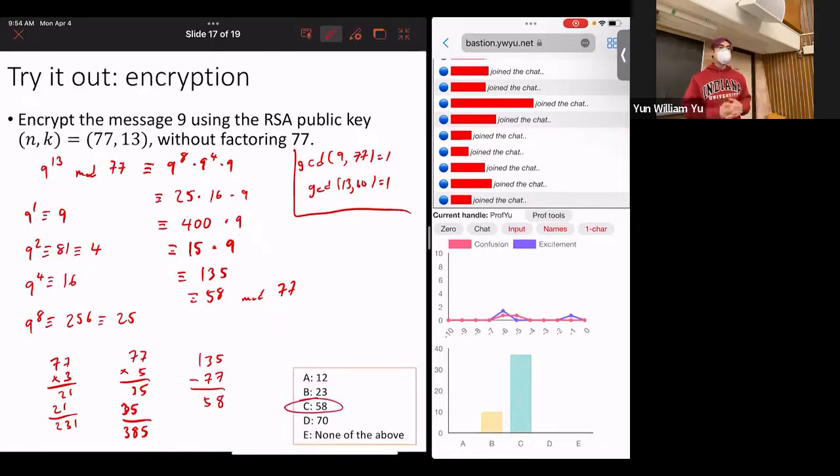And it was relatively straightforward. It was just taking a modular power. So that's all the encryption was. But now, what about decryption? Decryption is also pretty tricky.